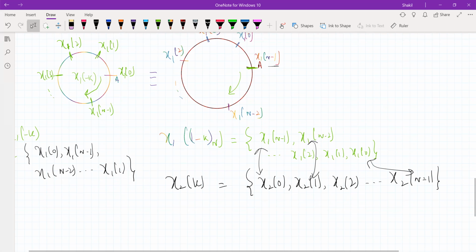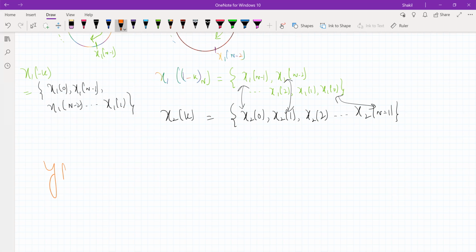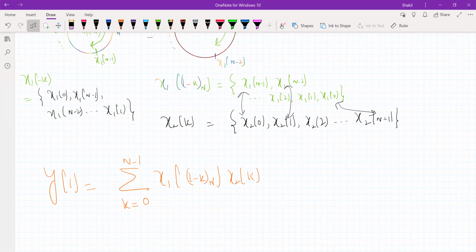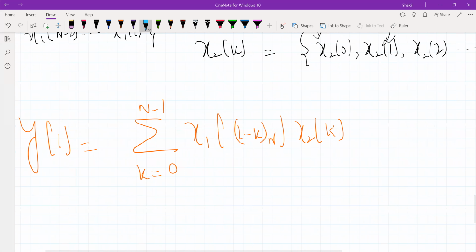Now let me show you the same operation. I'm doing it analytically. So our y of 1 is simply the summation, k running from 0 to n minus 1, of x1 of (1 minus k) modulo n, times x2 of k. In the next session, I will show you the very simple process of the evaluation. But this time, I want to give you a feel of how you read the circular shift operation from this. That's the whole idea of doing this very tedious job.